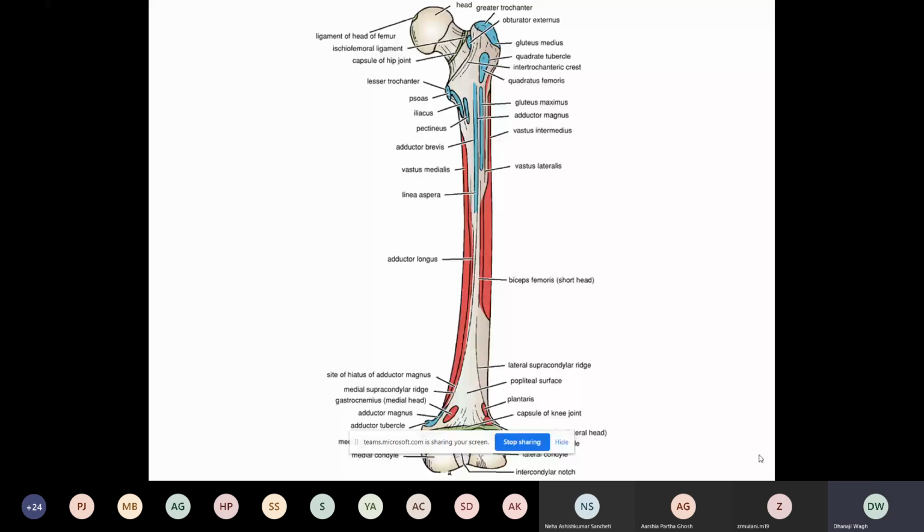Okay, find out all these muscles. Adductor brevis, you can see the insertion of this adductor brevis from the lesser trochanter to the upper part of the linea aspera. Behind, there is one more muscle. Behind there is a pectineus, and the upper part of the adductor longus.